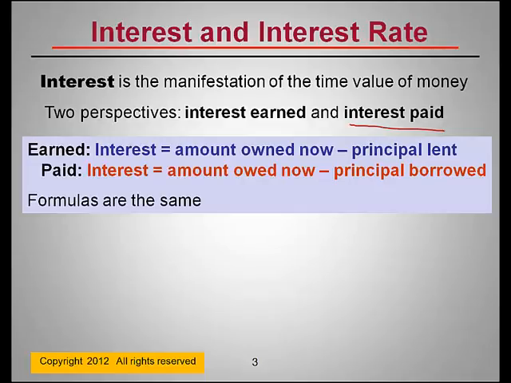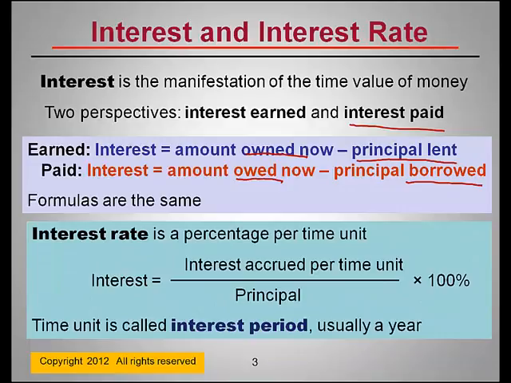In the case of interest earned, the relation is the amount owned now minus the amount of principal when it was lent or invested. If the money has been borrowed, the formula is the amount owed now minus the amount of principal that was borrowed.